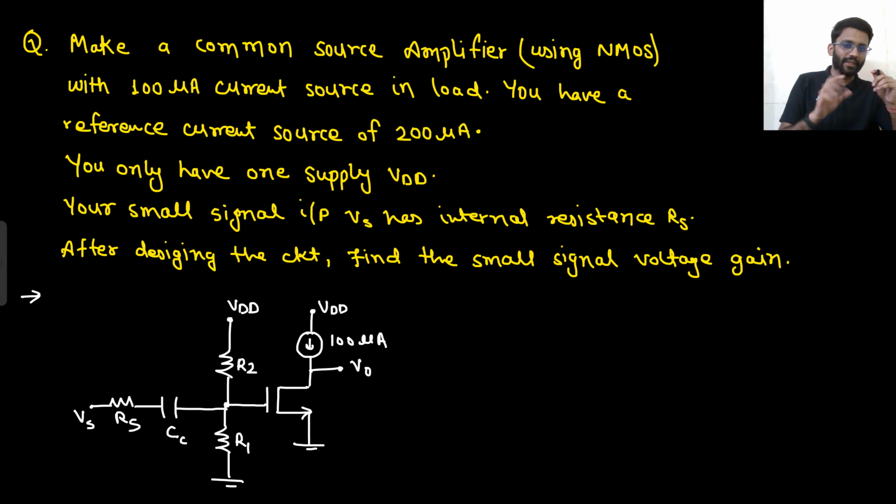What did they ask you to design? A common source amplifier with a 100 microampere current source in load. That's it. Then they said that you have only VDD. Okay, only VDD I am having, then I have to bias it. How will I bias it? By using a potential divider, R2 and R1. I have to apply the small signal input as well. The small signal input has an RS resistance, so Vs, RS, then there is a coupling capacitor. So this is my design. This is not the final design because I have to make this 100 microampere current source as well.